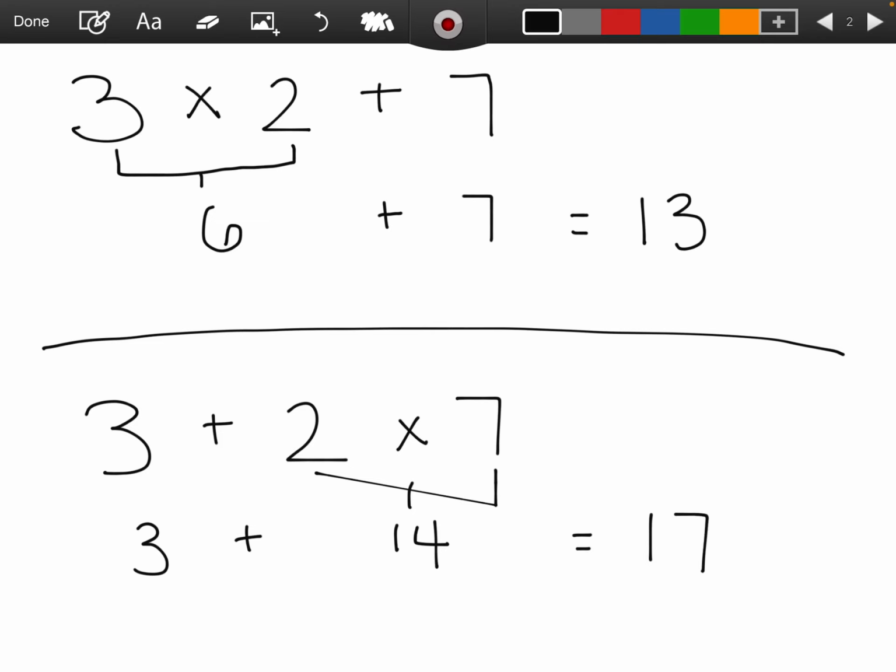So you can tell by these two examples why PEMDAS is important. You can have the same numbers, but based on the rule, you have to do something first before the other, and you'll end up with different answers, right?